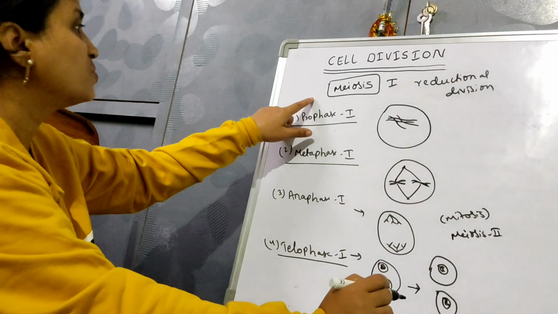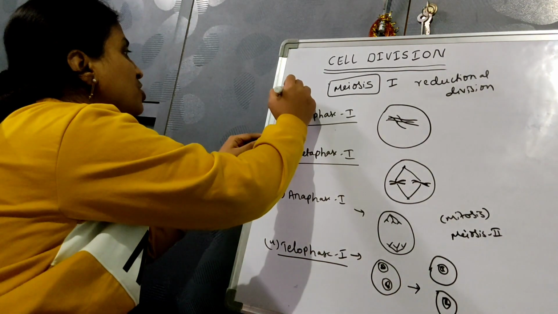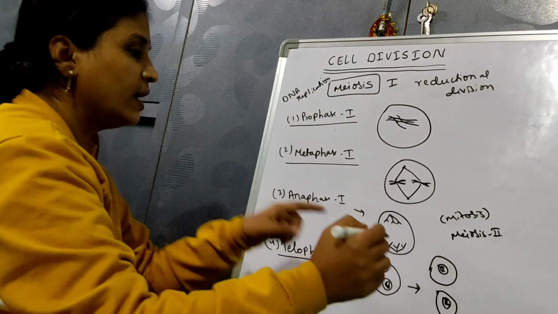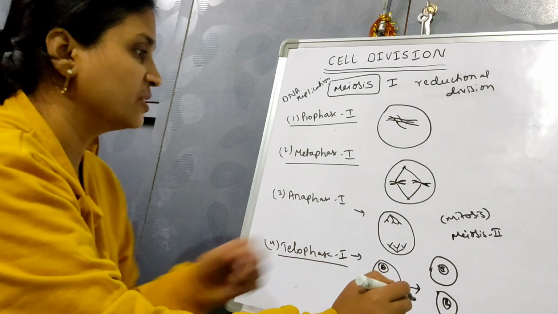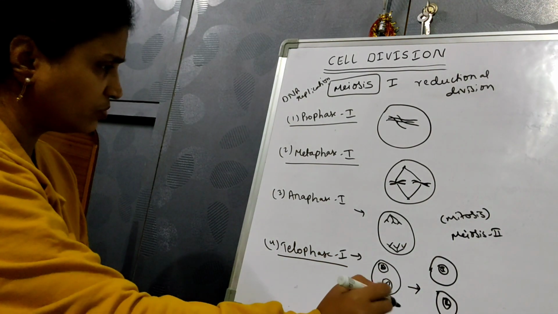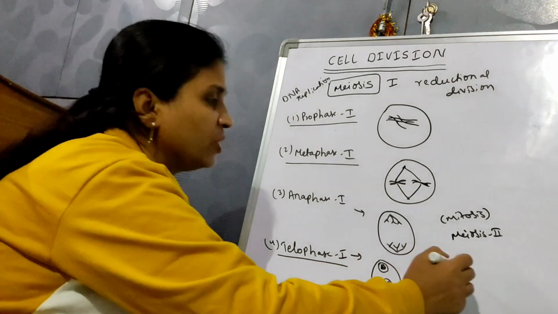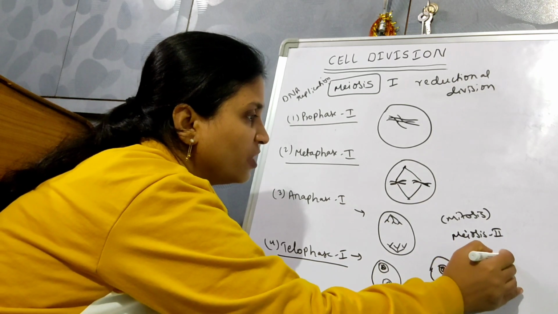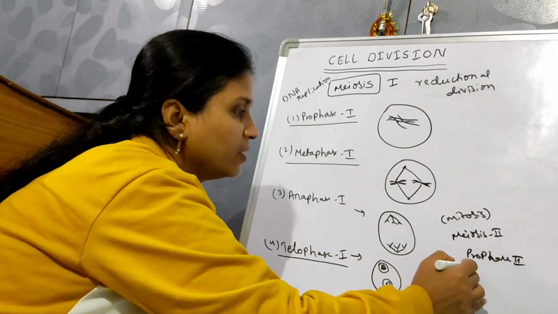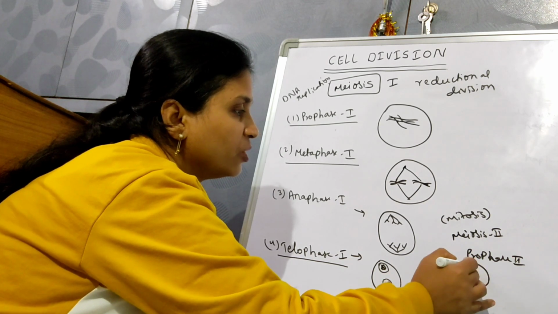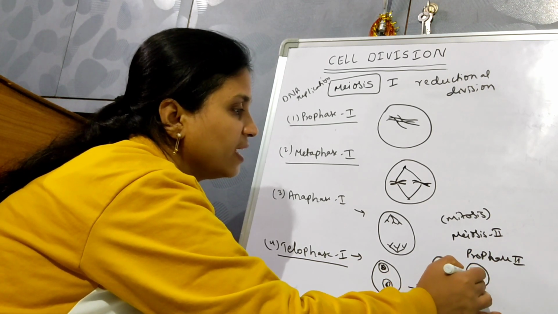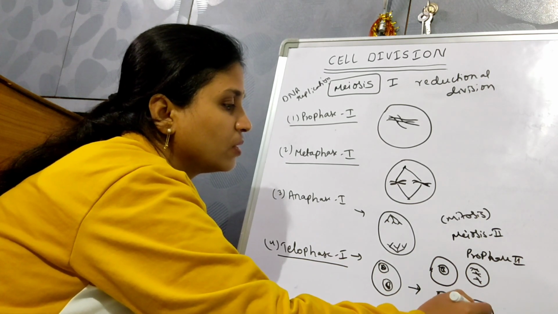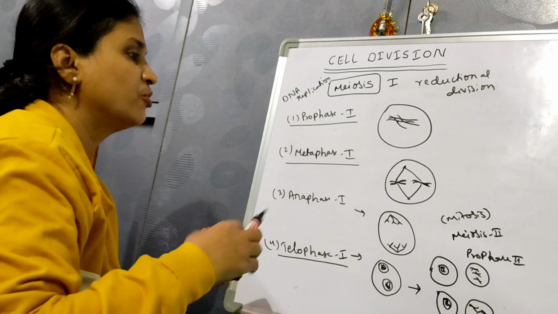Here at the beginning of meiosis 1, the DNA replication takes place once. Here the DNA replication is not taking place. It will enter into prophase 2. What happens here? The chromosomes can be clearly seen like this.